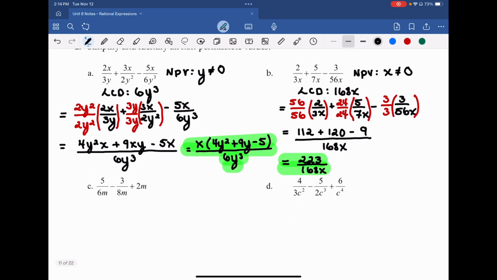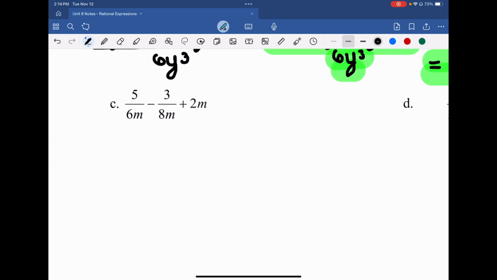Perfect. All right, now let's go down to our next problem here. Part C, we see one of them doesn't even have a fraction entirely, so that's kind of interesting, but maybe that helps us a little bit. What we're going to do is state our non-permissible value, our NPV, right away, where m cannot equal 0 because it's an isolated variable. We can basically just say that as long as it's not 0, we're happy.